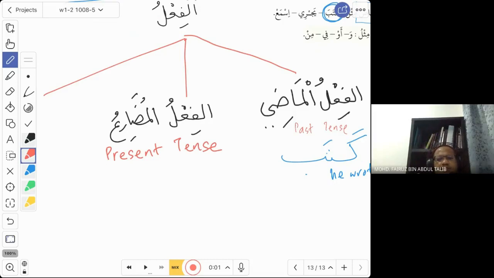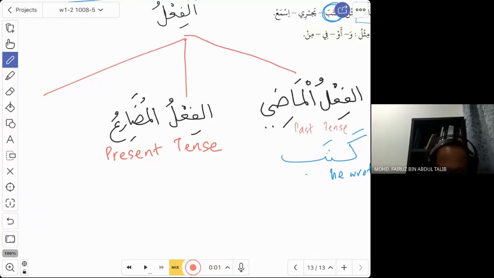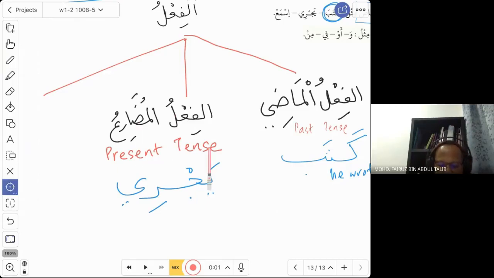It can be the simple present tense, or it can be the present continuous tense. We are using fi'l mudari' for both, so it depends on the context, on your sentence. Such as the word yajri just now: ya, jim, ra, ya. The dictionary meaning for this word is to run. But in the context, since this is al-fi'l al-mudari', present tense, the meaning is runs or is running.